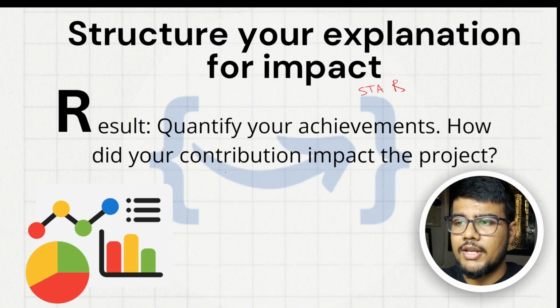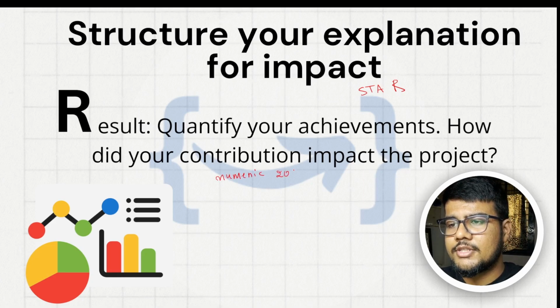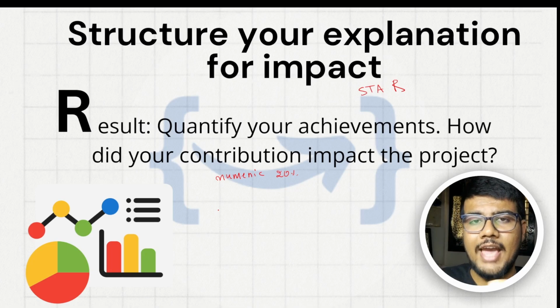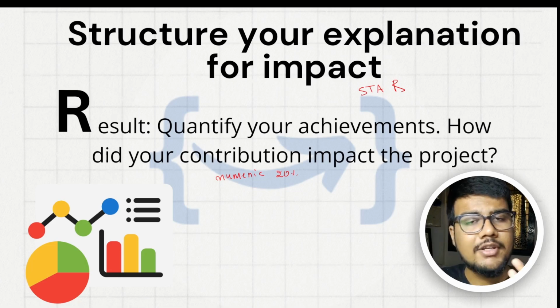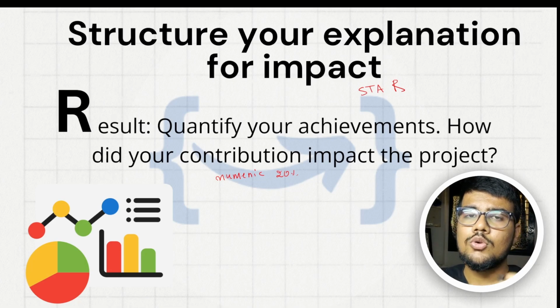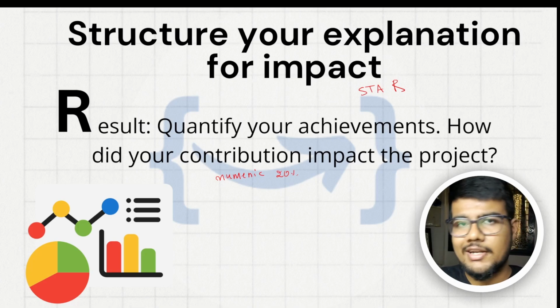Use some numeric terms, like 20% of people or 20% of customers were very happy with your contribution, or the team members were happy with your contribution. So if you have a result, your explanation has the power or strength to demonstrate your skills, like yes, he is a result-oriented guy.